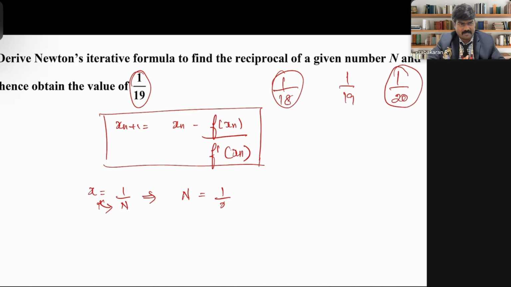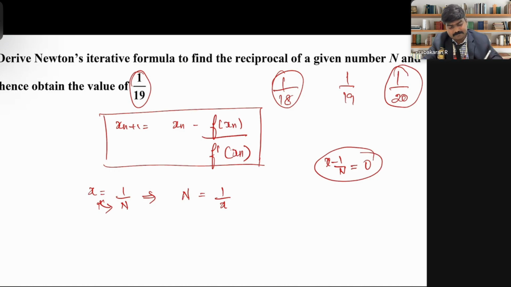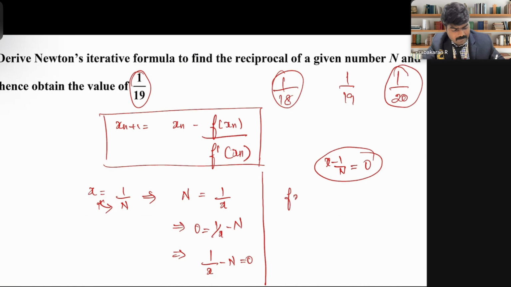Purposely we are doing this. If you are curious about why we take the cross multiplication, you can simply take x minus 1 by n equal to 0, go with that, and comment on what error you get. Just try it, and you will end up with some error, so you can get a better understanding. So I am cross multiplying and then taking n to the right-hand side. After that we get 1 by x minus n equal to 0. Rewriting, 1 by x minus n equal to 0, so we can take this as f of x. Let f of x be 1 by x minus n. We are trying to find the roots of this equation.